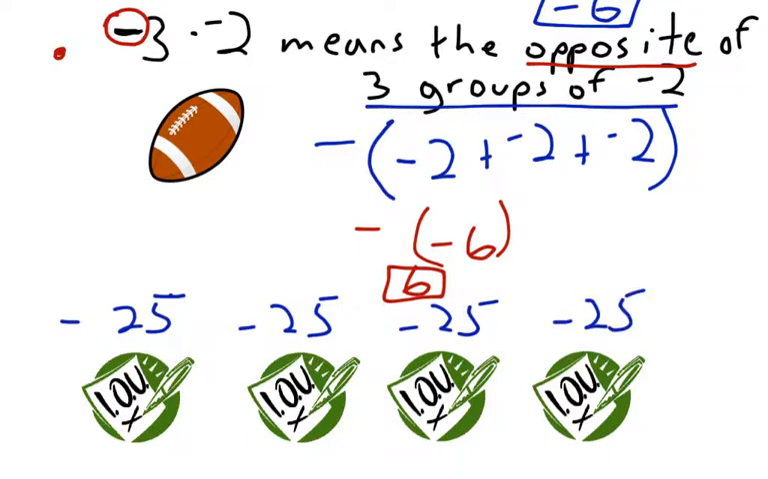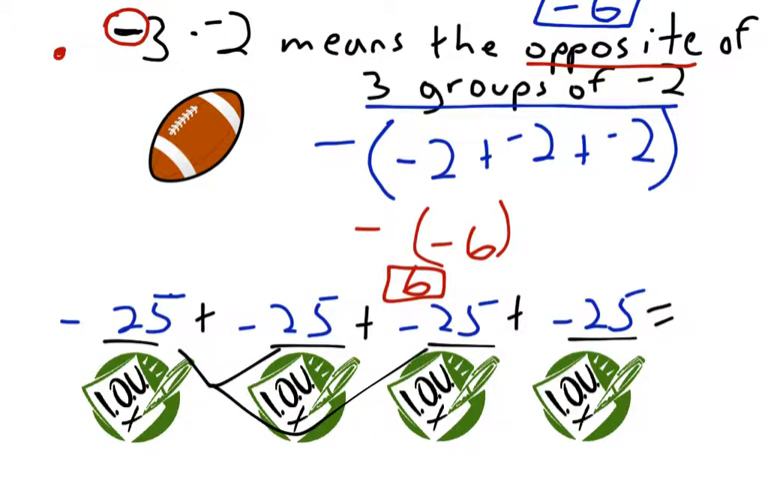Because they don't have the money, we're going to call that negative. And four groups of negative 25, one group, two groups, three groups, four groups of that means that we're just adding all these together. So this is a real situation where we use negative numbers every day. And the answer to that would be negative 25 plus negative 25 is negative 50, negative 75, and negative 75 minus 25 is negative 100. Negative $100.